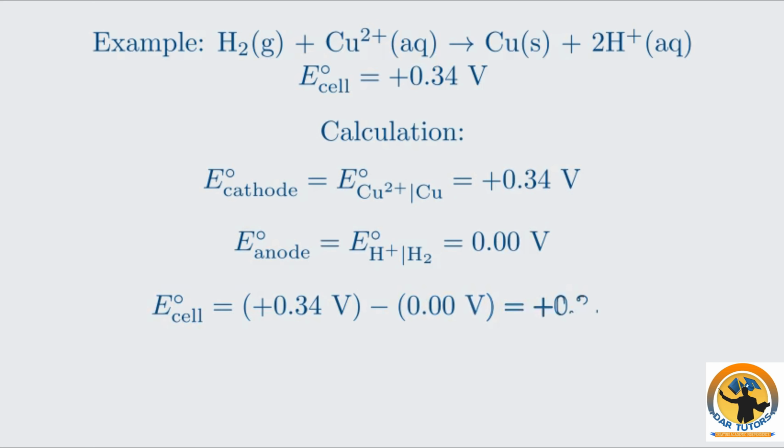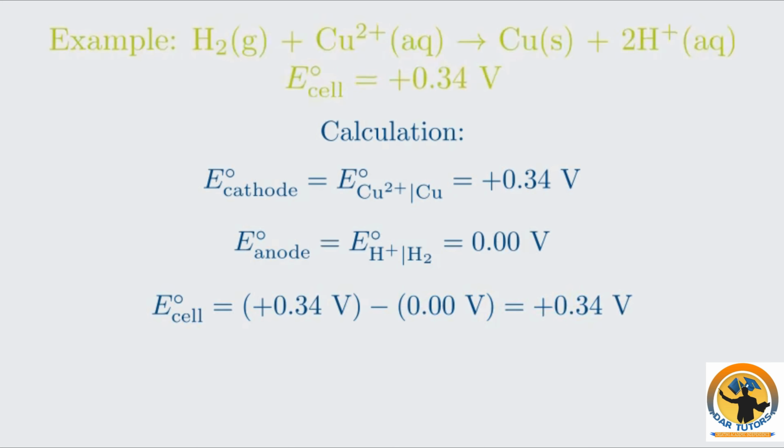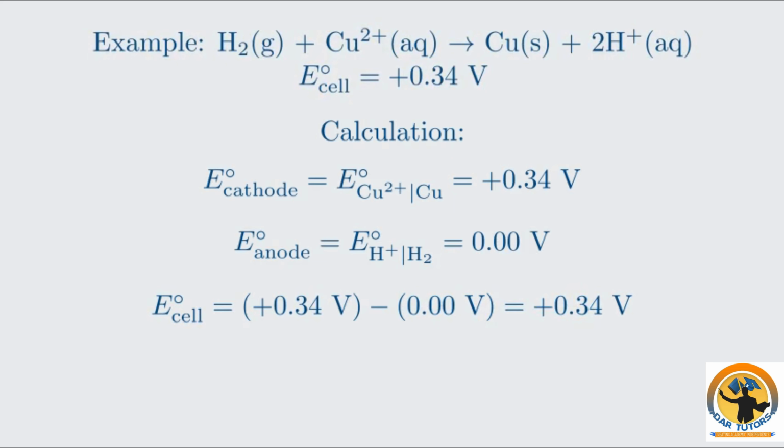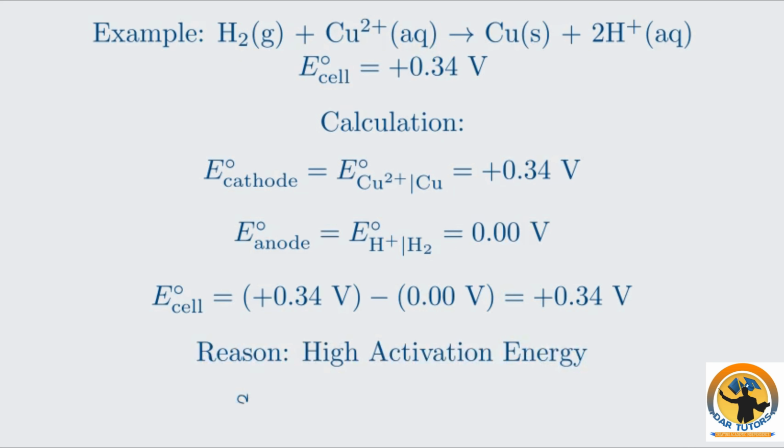Since this value is positive, the reaction is thermodynamically spontaneous. The thermodynamics tell us that hydrogen gas should displace copper from a copper-2 sulfate solution. However, in practice, no copper is formed, and the hydrogen gas simply bubbles through the solution. Why? The reason is kinetic.